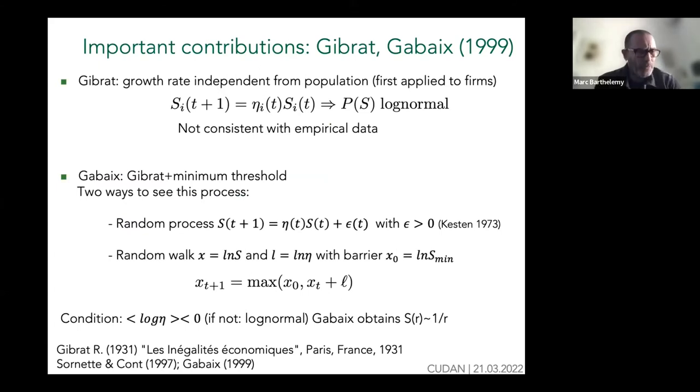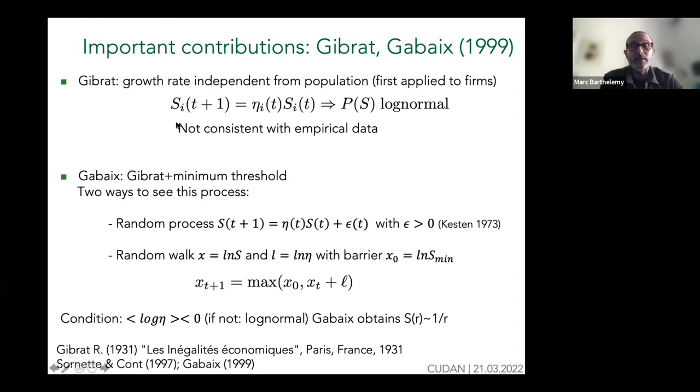So maybe I will skip some technical details, but in fact, many people tried to explain the Zipf law, and there are many models. For example, the Gibrat model tells you that the population at time t plus one is basically the population at time t times a factor, which is a random number, which describes the demographics, basically. So this tells you how much the population of the city is increasing. Unfortunately, this is not consistent with data.